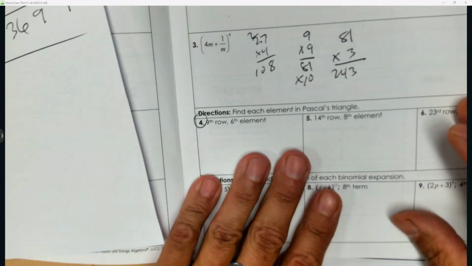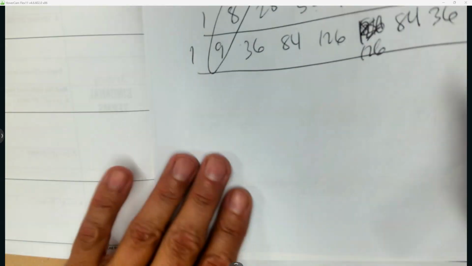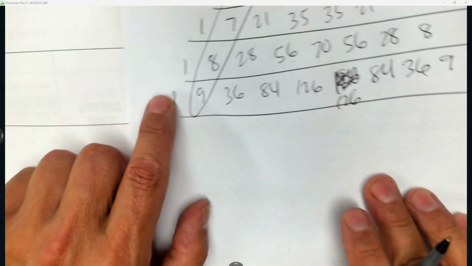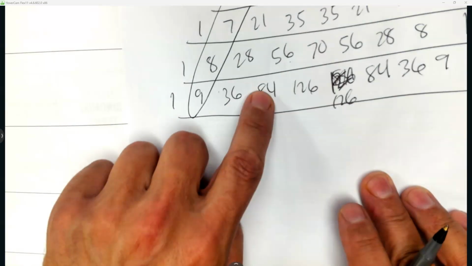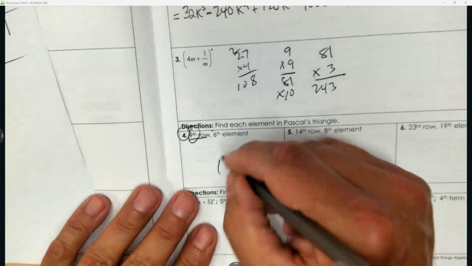All right, last one, super fast. The ninth row is when the second number is 9. That's why I made you go to 9. And then the sixth element means count over 6. What's the number? So from here, 1, 2, 3, 4, 5, 6. The element number is 126.